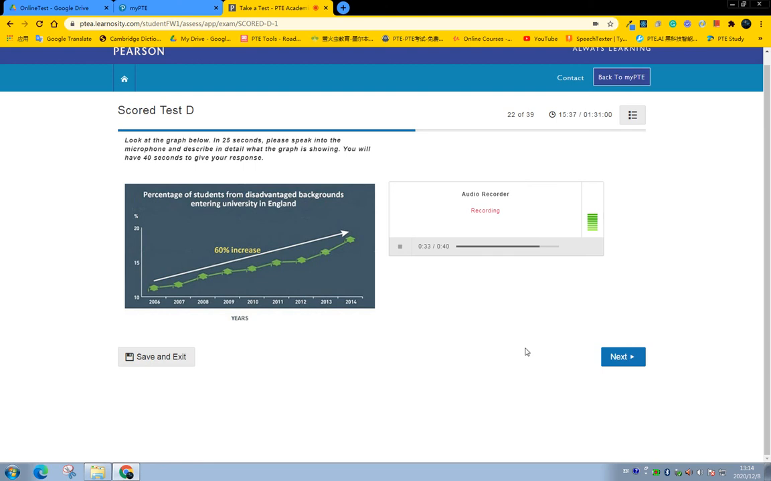Overall, we can see there is an increasing trend over this period. It is hard to predict in the future because it is about a 60% increase.